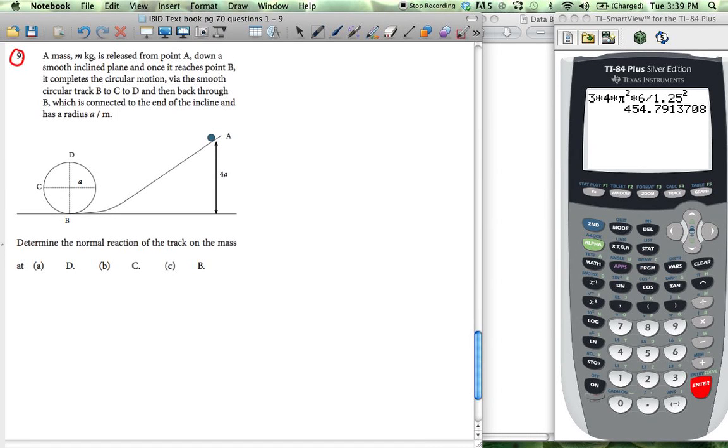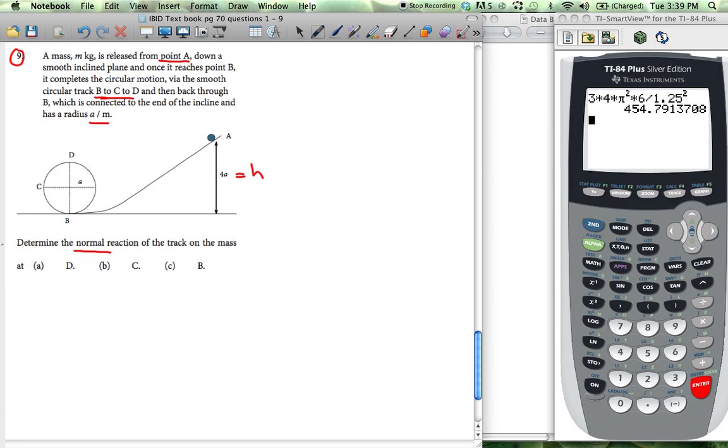Question 9. A mass m kilograms is released from point A down a smooth inclined plane, and once it reaches point B, it completes a circular motion via the smooth circular track B to C to D, and then back through B, which is connected to the end of the incline and has a radius of a metres. We see here that the height is equal to 4a. Determine the normal reaction of the track on the mass. We're doing it at B, C, and D, C, and B.